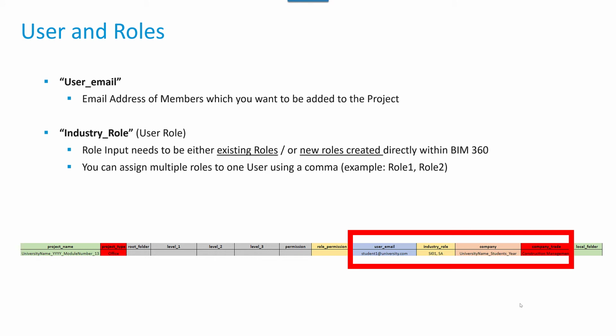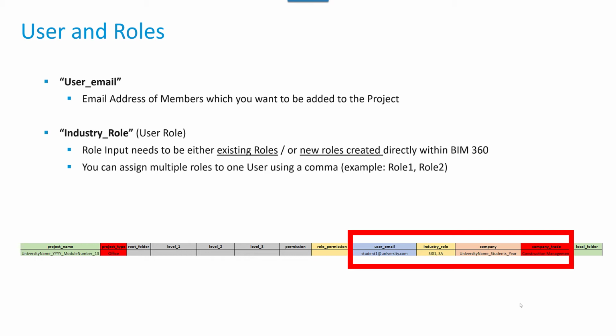In our last video, we're going to cover how to add users automatically. I will shortly give an overview about the inputs of the script, which include user email, industry role, company, and company trade. User email is an email address of members which you want to be added to the project. Industry role is the user role.